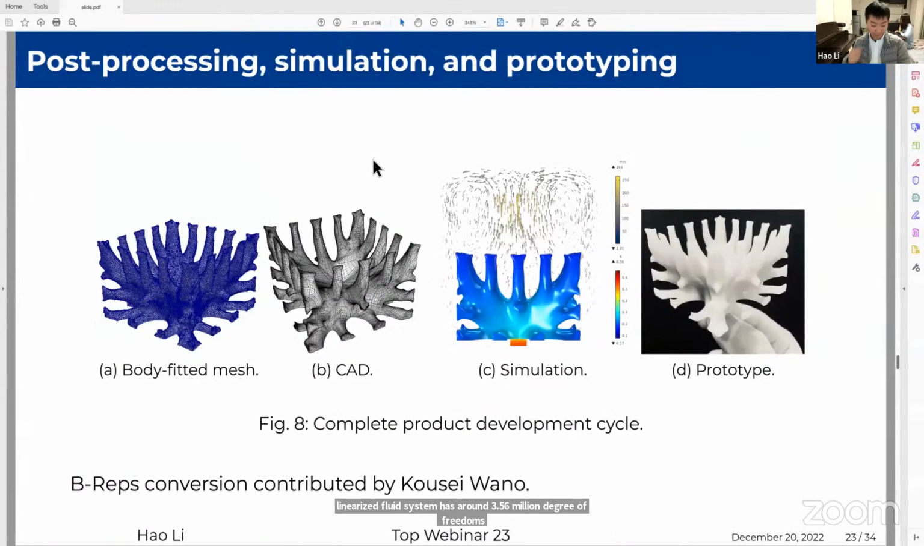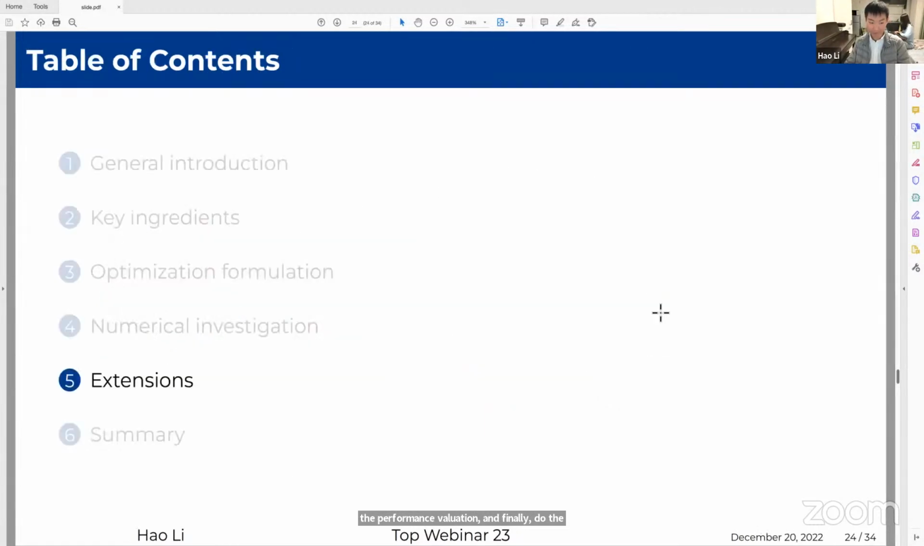We also present a complete product development cycle, from topology optimization to B-spline conversion, to the performance validation, and finally to the prototype. Okay, next we would like to show you some extensions.